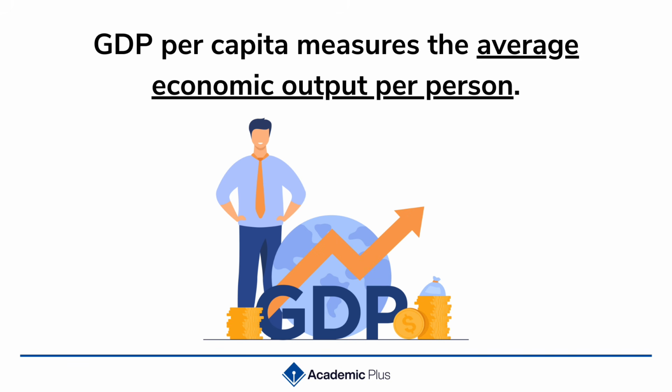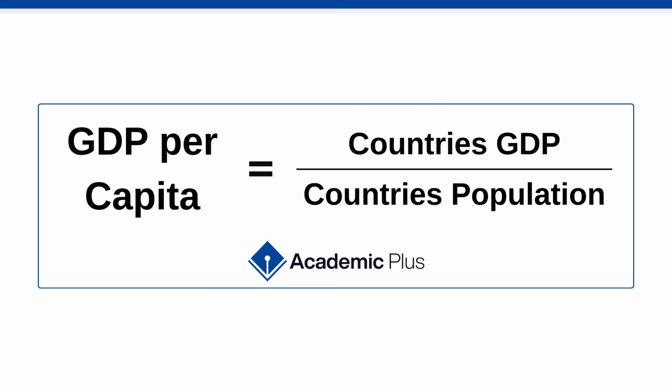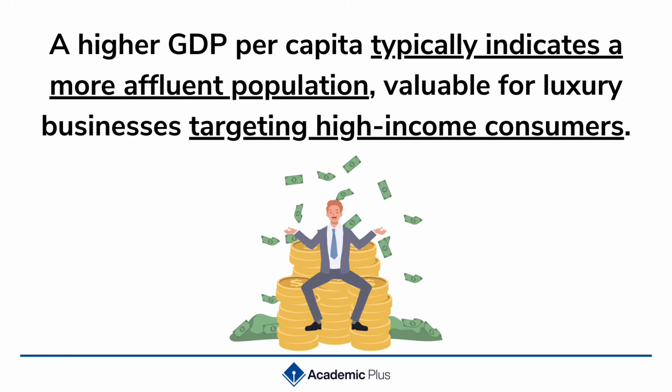It's key, GDP per capita doesn't necessarily say the average level of wealth per person, because it doesn't really account for income inequality and the cost of living in that country. Now, the way that we calculate it, even though you're not expected, I just want to show you how it's done. We take that country's GDP and divide that by the country's population. Now, a higher GDP per capita typically indicates a more affluent population.